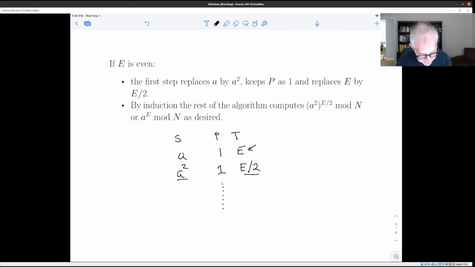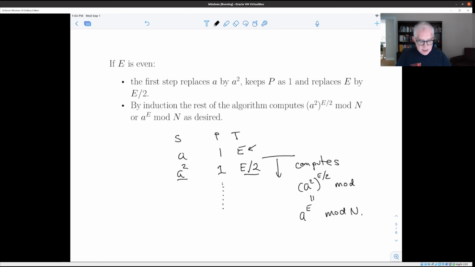And by our inductive hypothesis, from here on, we compute a squared to the e over 2 mod n, which is actually equal to a to the e mod n. So if the exponent is even, the first step just reduces us to the case where we've divided the exponent by 2, which is smaller than e, and therefore when the algorithm runs, it will end up computing the answer that we want.